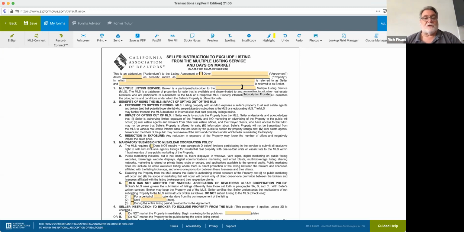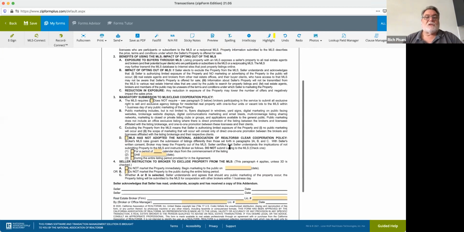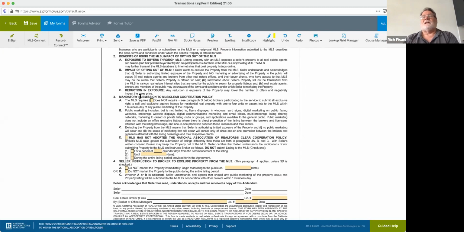It's a reduction of exposure, all of that. So mandatory submission to the MLS, clear cooperation. All these rules are coming out of clear cooperation, which back in May of 2020 was instituted by all MLSs. You are not going to check that it does not require this, because all of the MLSs that I'm talking about do require mandatory submission as a part of clear cooperation. They have all adopted clear cooperation.